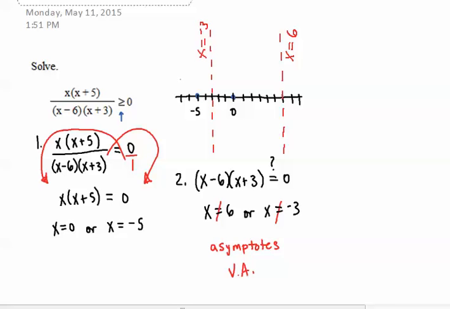We actually get 1 region right here we have to test. And between where we can have an intercept and where we can't even plug in a value, we get another region. So we get another 1, 2, 3, 4, 5. We actually get 5 regions to test. Time to start picking some numbers we're going to plug in.